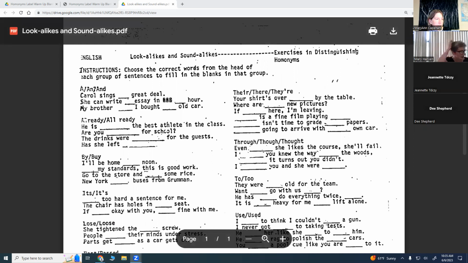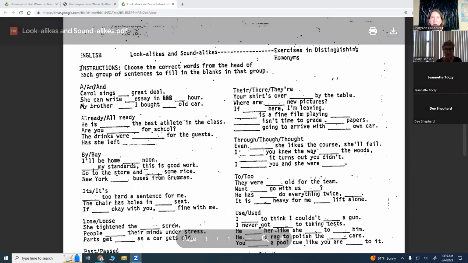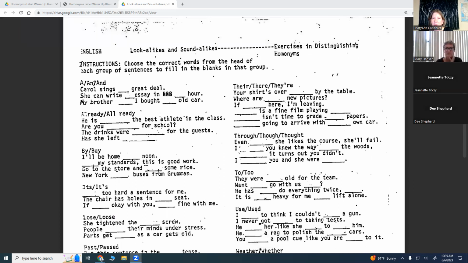Victoria? I just sent the sheet through chat, the link to it. Usually she's on the phone, so she could probably look at that herself on her phone. So get started on these. I think it's pretty obvious what you have to do.